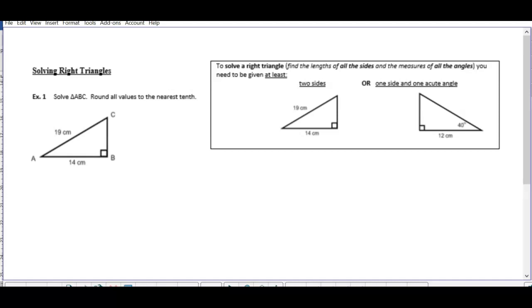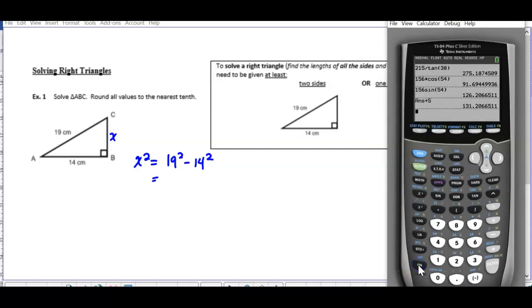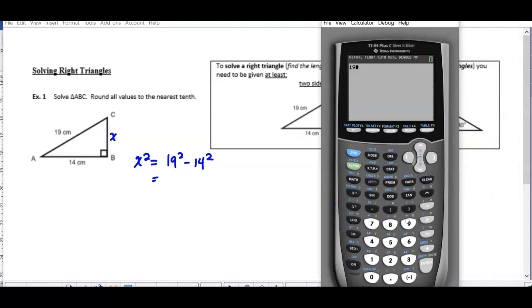So here we're given 2 sides. So to find this side here, you could use Pythagorean theorem. You don't even need to use trig, right? You can't use trig at this moment because you don't have an angle, but you could later. And I'm going to find that right now. So x squared equals hypotenuse squared minus the other leg squared. So 19 squared minus 14 squared, 165. So x equals the root of 165. It does say to round, so we'll do that. And it's 12.8 centimeters.